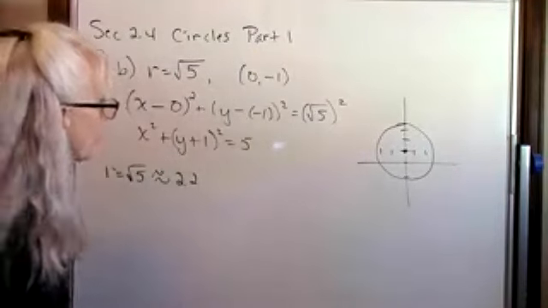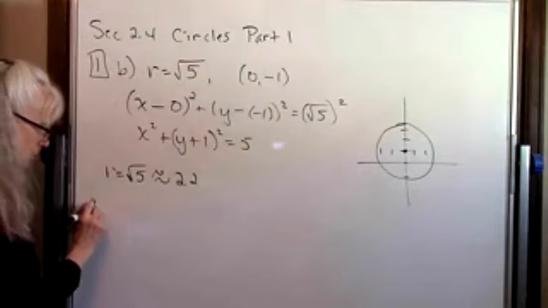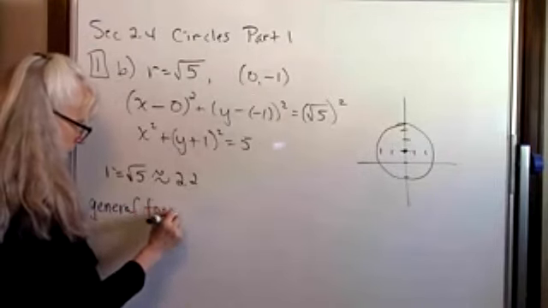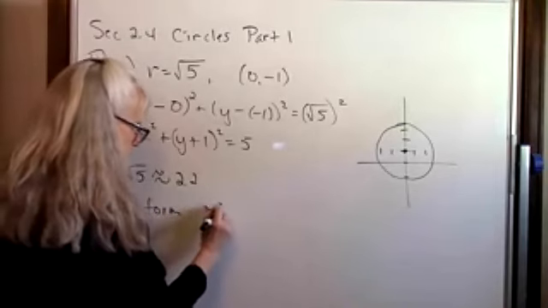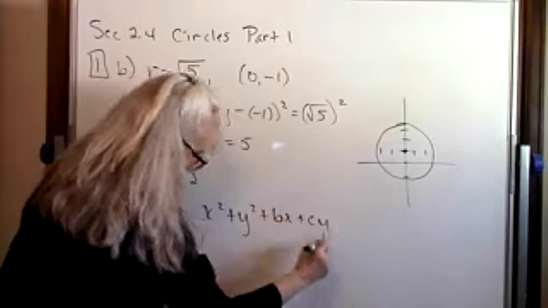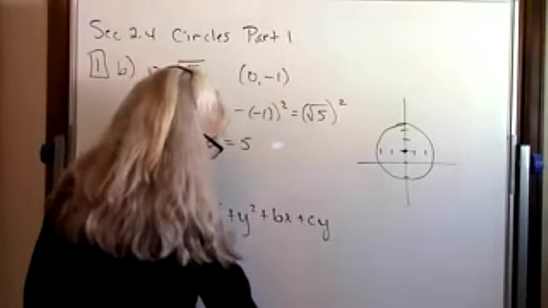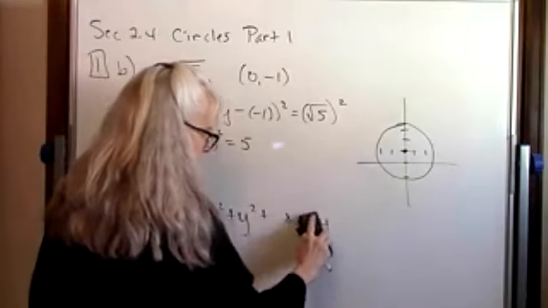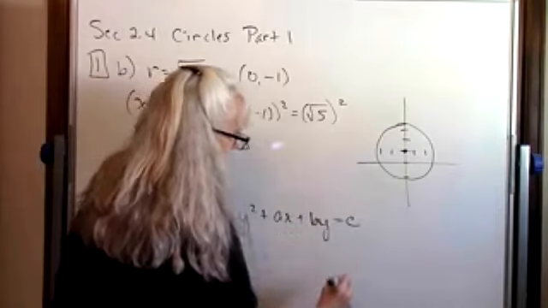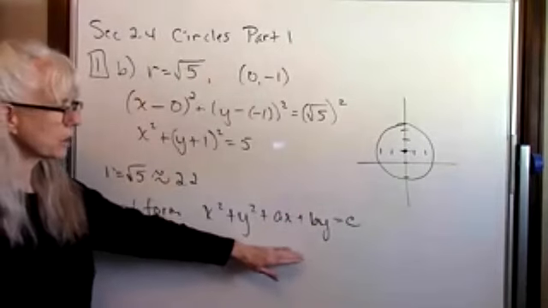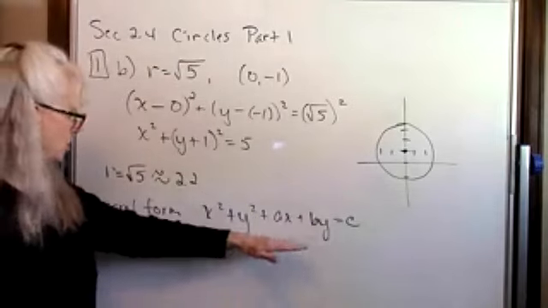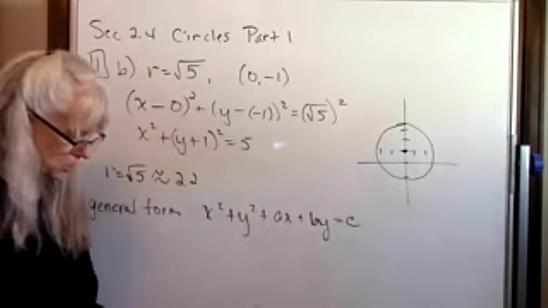So a couple of comments before we move on to more challenging problems. The general form of the equation of the circle is x squared plus y squared plus ax plus by is equal to c. We won't use this one very much, but sometimes they're going to give us the equation in this form and expect us to graph it from the general form. We'll stick with the standard form because it's our preferred one.